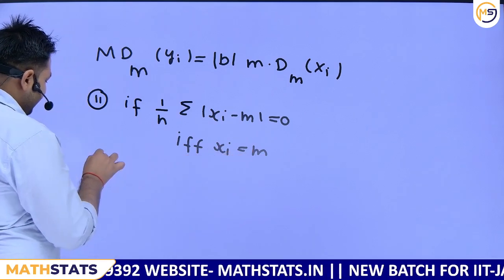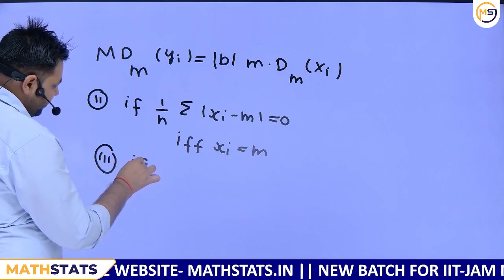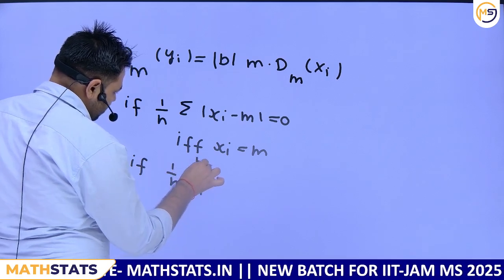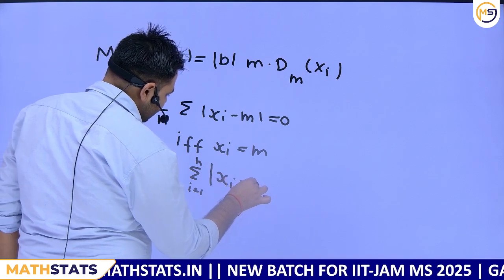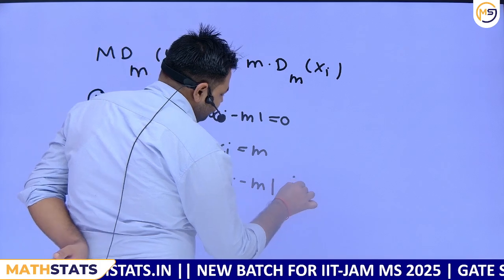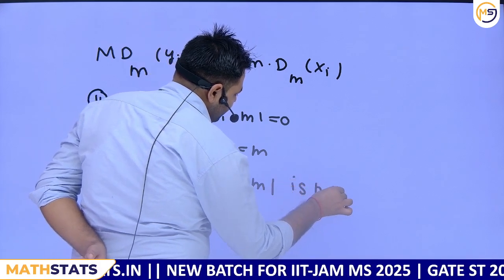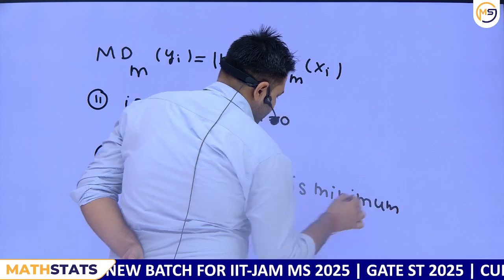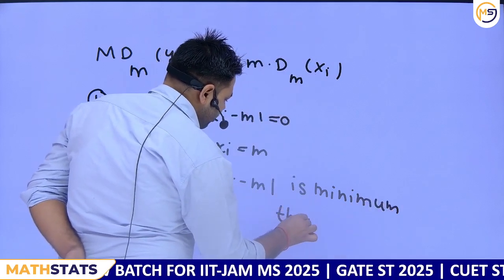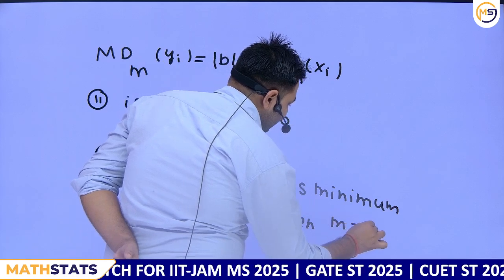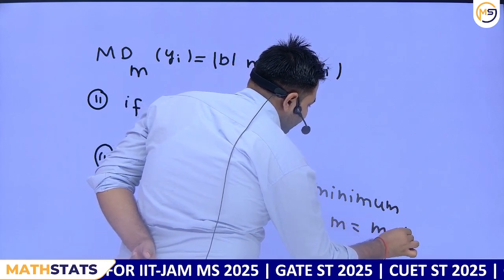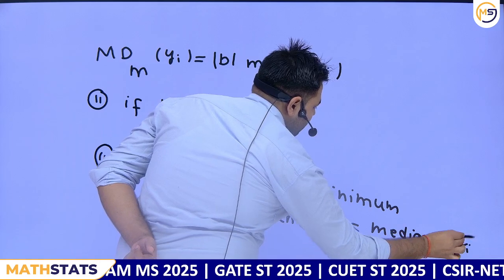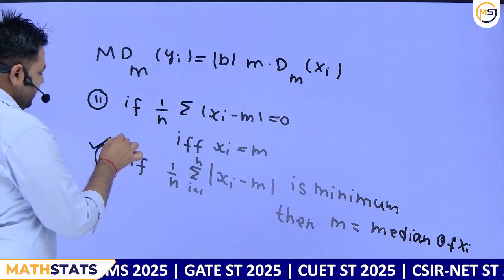Okay, third property: if 1 upon n summation i equal to 1 to n mod of xi minus m is minimum, then this m equal to the median of xi. This is an important property.